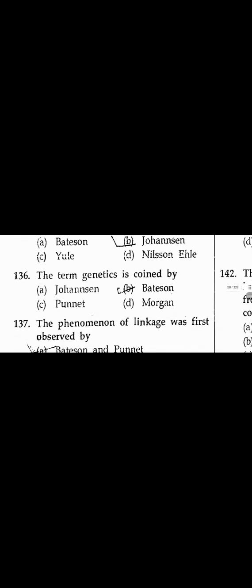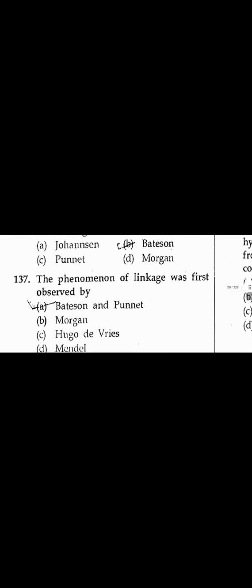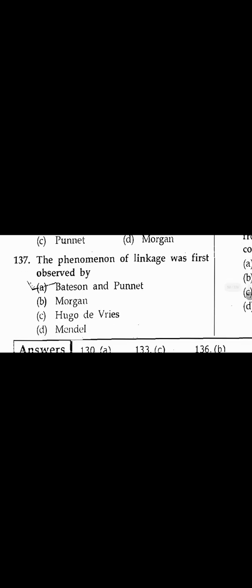The progeny of a single homozygous self-pollinated plant is known as pure line. Yes. Question number 135. The pure line theory was given by Johannsen. Question 136. The term genetics is coined by Bateson. Question number 137. The phenomenon of linkage was first observed by Bateson and Punnett.